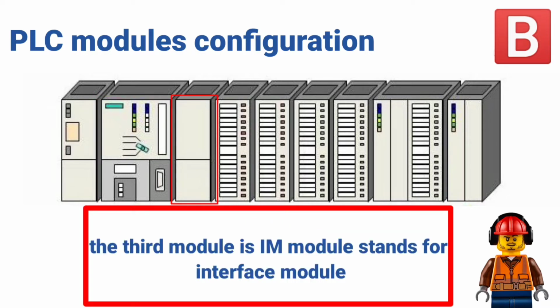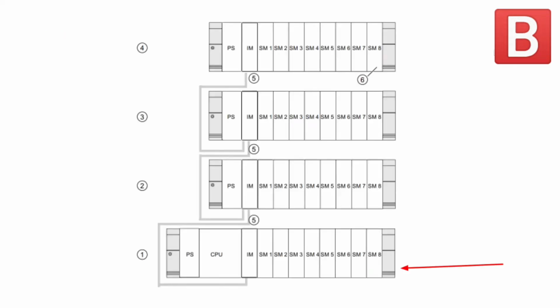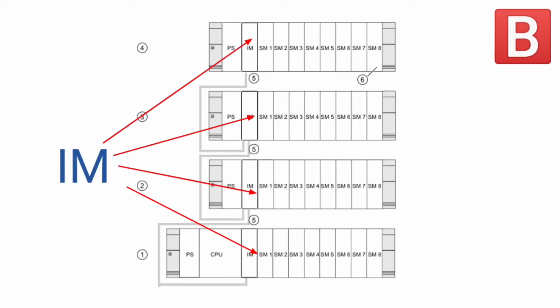The third module is IM module, which stands for interface module. The IM connects the various rows in a PLC with another one. Let's see. This is the first row that contains the CPU, and you want to connect 3 other rows with this CPU. You will use interface module to do this job.